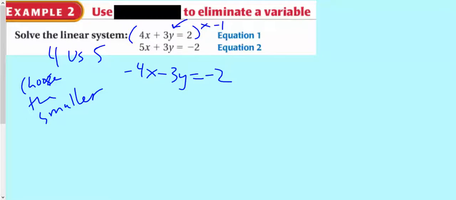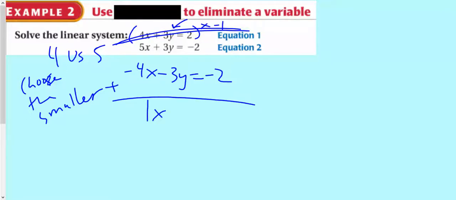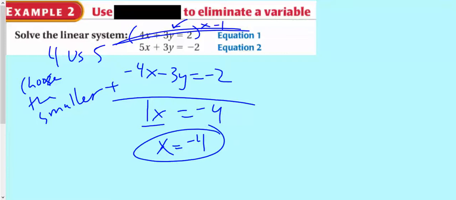Okay, so that's my equation. When I multiply it by negative 1, I'm just going to draw a line through the old one because I don't need it anymore. Then I'm going to add them together. So 5x and negative 4x is 1x. 3 and negative 3 is 0. Negative 2 plus negative 2 is negative 4. Oh, x is already by itself, so x equals negative 4. So you don't have to divide by anything at the end. Then plug in the negative 4 to get your y.